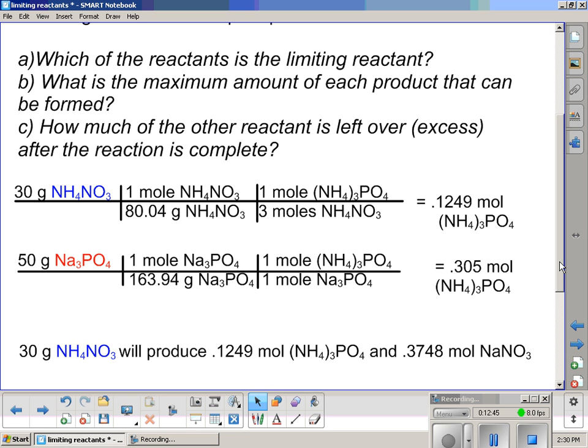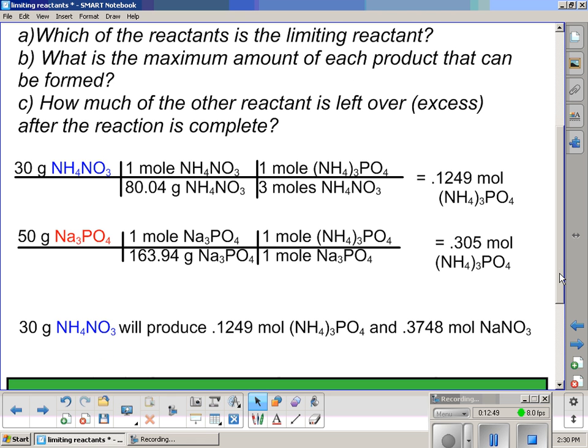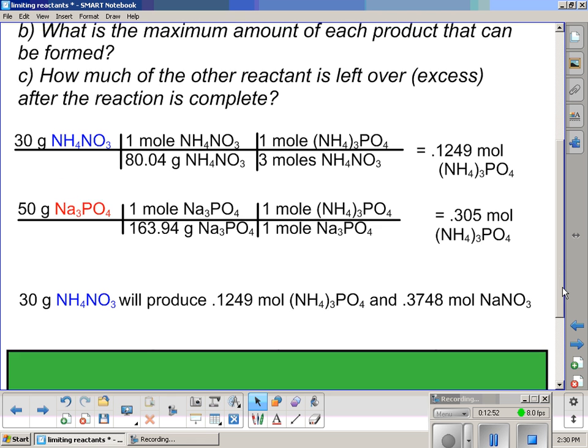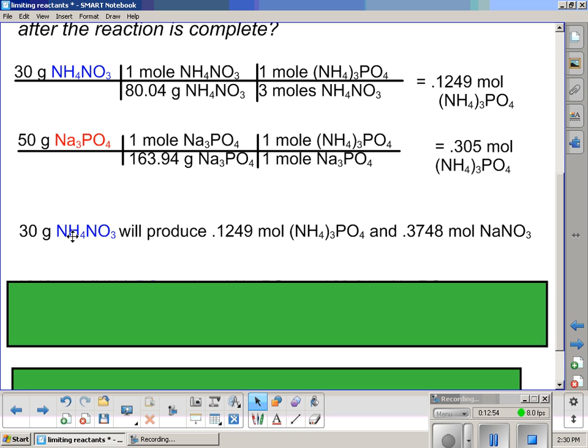Okay, moving on to C. How much of the other reactant is left over, excess, after the reaction is complete? Now again, you know how much of each of these products is produced. You know this to be the excess reactant, the reactant with leftovers. So you're going to convert from either one of these back to how many grams of sodium phosphate was used. Once you have how much was used, you subtract it from the 50 grams you started with.